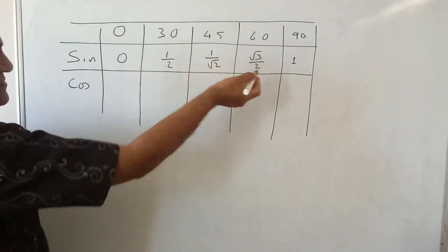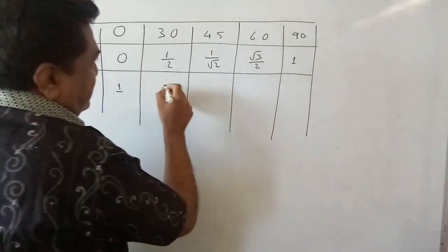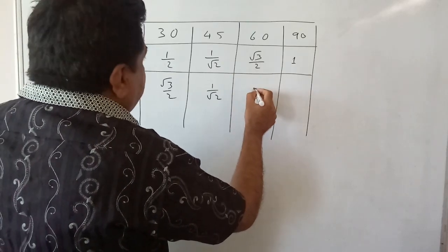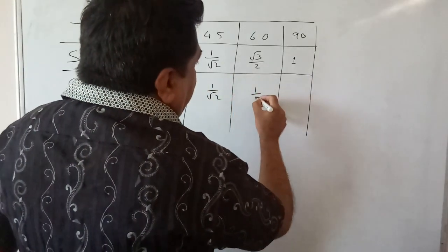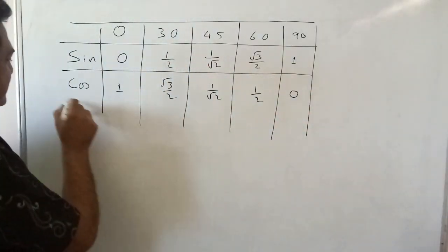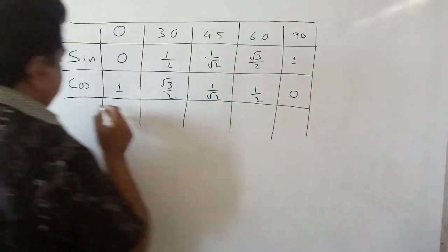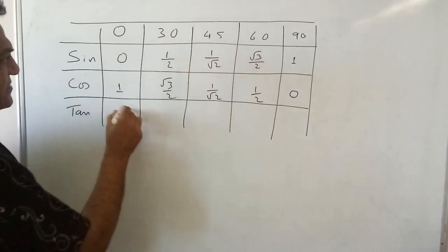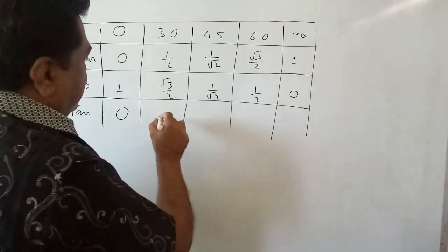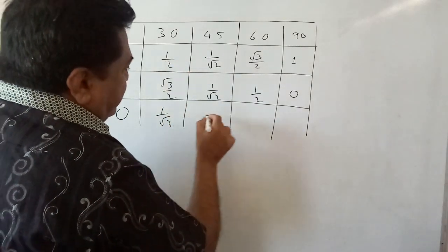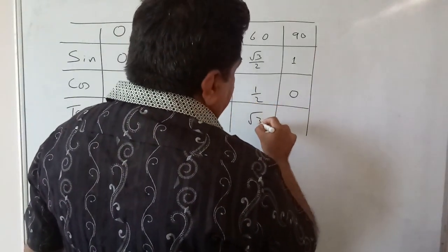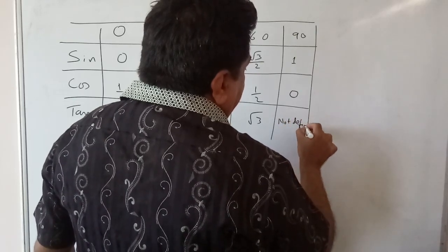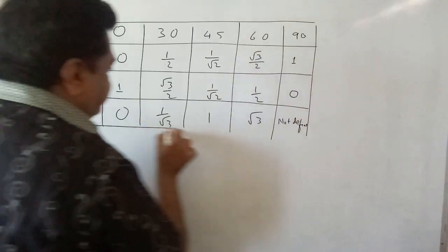This you have learned in the last lesson. In the same way, cos we are writing as the converse of this: root 3 by 2, 1 by root 2, then 1 by 2 and 0. In the same way we can write tan: this upon this means 0, then 1 upon root 3, then 1, then root 3, and then not defined. This you learned.